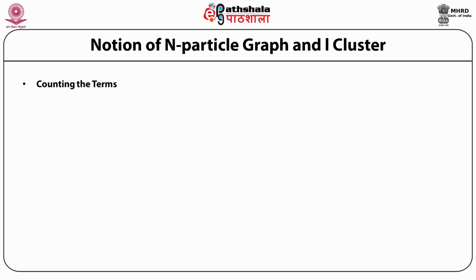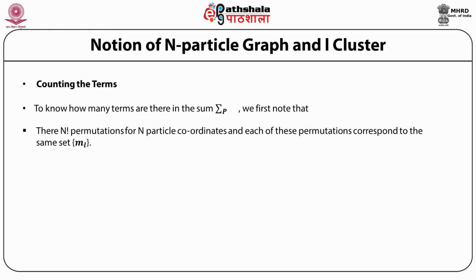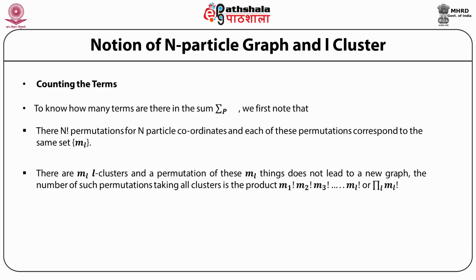To know how many terms there are in the sum over P, we first note that there are n factorial permutations for n particle coordinates, and each of these permutations corresponds to the same set ml. There are ml l-clusters, and a permutation of these ml things doesn't lead to a new graph. The number of such permutations taking all clusters is the product m1 factorial, m2 factorial, m3 factorial, and so on up to ml factorial, or a product over l of ml factorial.